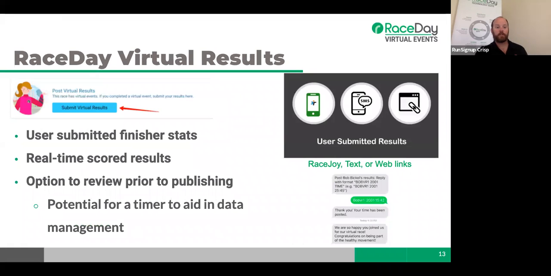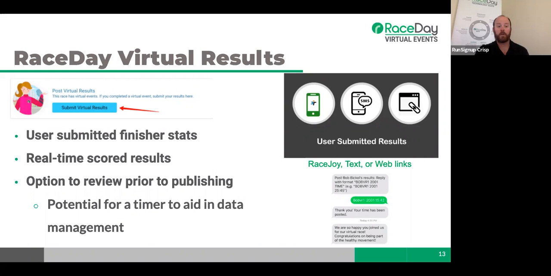So with the virtual results, you're able to allow user submitted finish stats. So that could be through RaceJoy, through text, or through the results link on your event. Personally, I think either the results link, which is this in the top left, submit virtual results, is the best way, followed very, very closely with submitting through RaceJoy. So obviously, if you're not using RaceJoy for your event, using the virtual result submission on RunSignup is great. You can use text for challenges. It's not suggested.